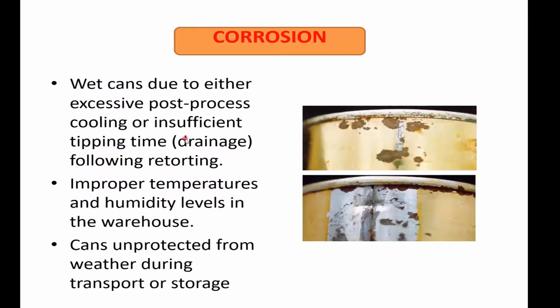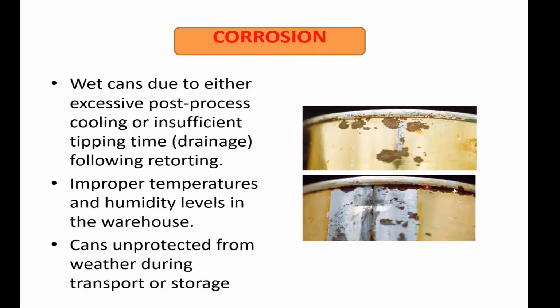Then corrosions. This is what I told you. Sometimes corrosion can take place because the tin coating is not proper. When we are exposing the cans to more moisture, or humidity is high in the environment where we are keeping the cans, in those cases it also leads to corrosion. Corroding will be taking place.